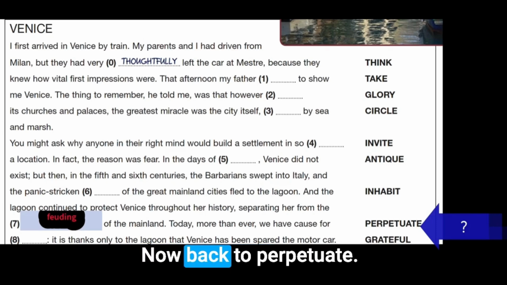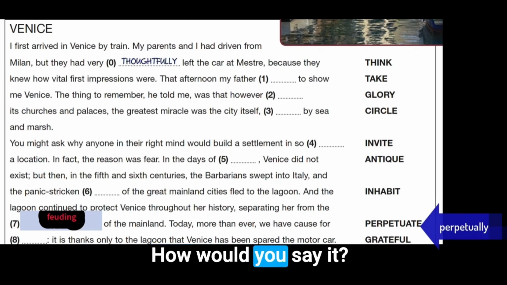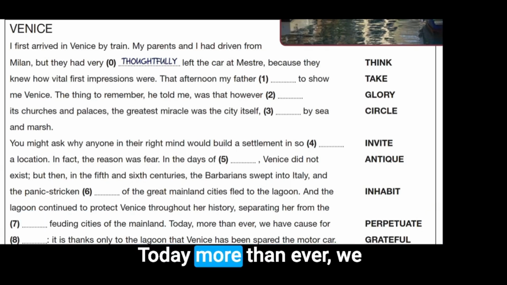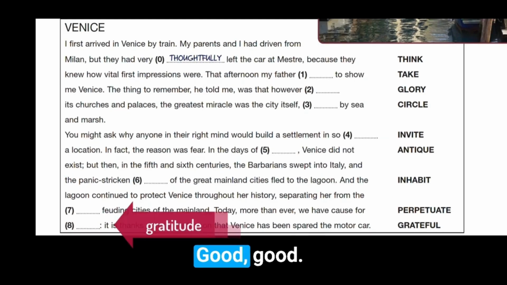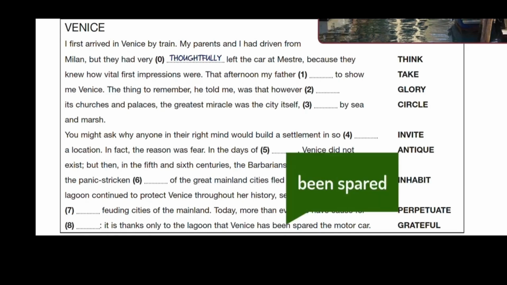Okay. Now back to perpetuate. So perpetually. Yes. Okay. Now say it again. How would you say it? Perpetually. Yeah, good. Perpetually. Feuding? Feuding, yes. Feuding cities of the mainland. Yeah. Today, more than ever, we have cause for gratitude. Good. It is thanks only to the lagoon that Venice has been spared the motor car.